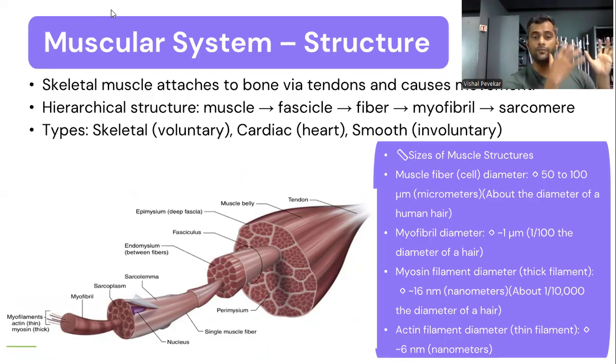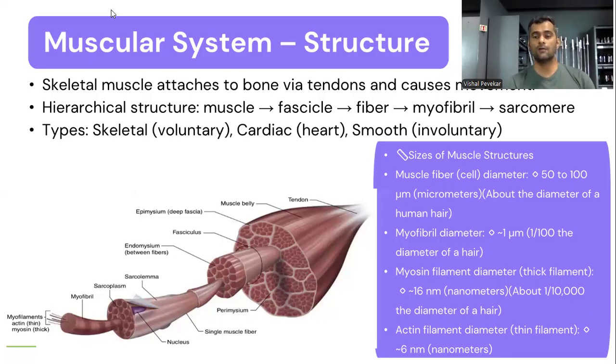If you start from the hierarchical structure, from the top, big to small, you see a muscle. A muscle has a lot of fascicles, bundles, and those bundles will have a lot of muscle fibers. These muscle fibers will have smaller myofibrils, and these myofibrils will have myofilaments and also sarcomeres. What you know about the sarcomere is that it is the smallest structural unit of muscle contraction.